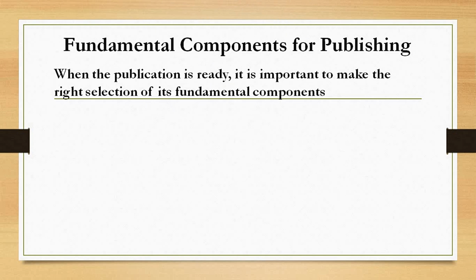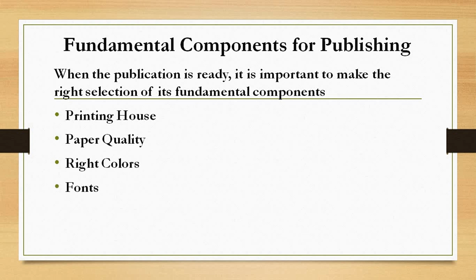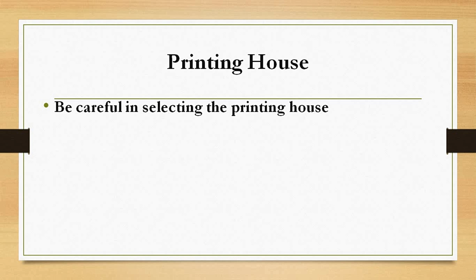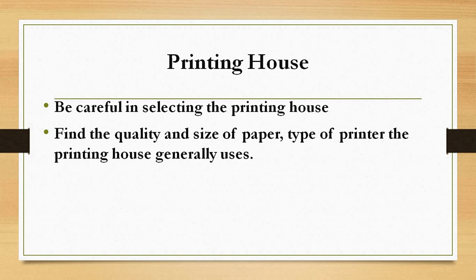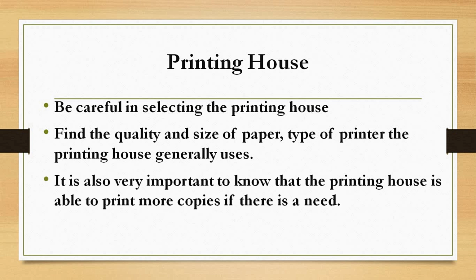When the publication is ready, it is important to make the right selection of its fundamental components. So what are the fundamental components? We have the printing house, paper quality, right colors, fonts, font style and font size. Printing house. Be careful in selecting the printing house. So first, find the quality and size of the paper which the printing house uses, and also find the type of printer the printing house generally uses. It is also very important to know that the printing house is able to print more copies if there is a need.